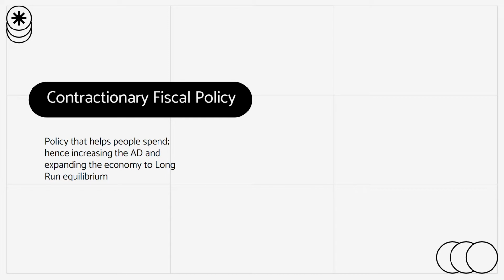Now, what is contractionary fiscal policy? Well, it is used to deal with when the prices are way too inflated, way too high. So it's basically, oh, sorry for the typo there. It's not a policy that helps people spend. It's a policy that helps people spend less. So tax rates would actually be increased here. So now that my taxes are increased, that means I'm earning less.